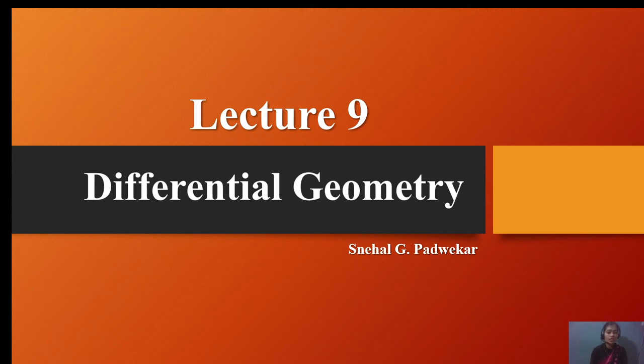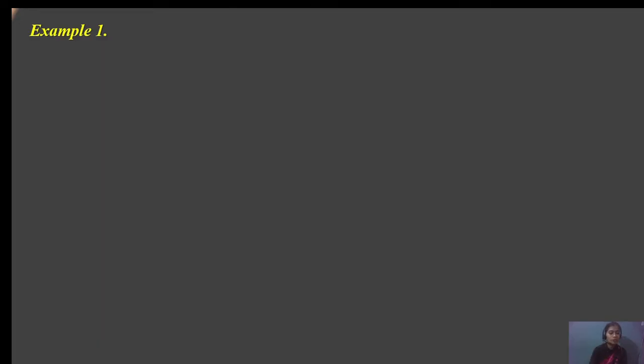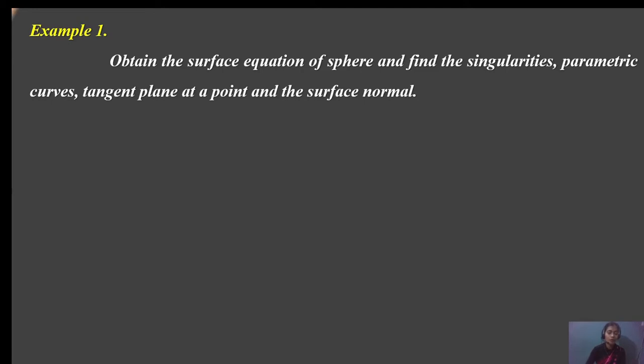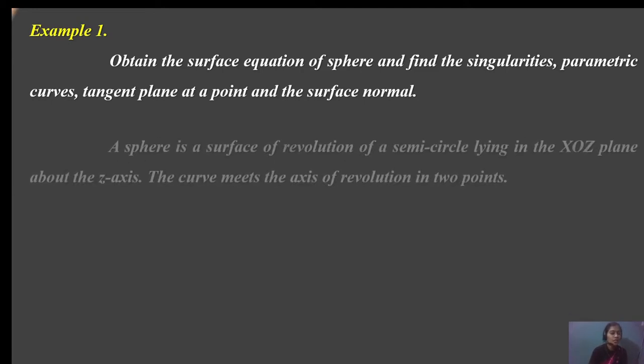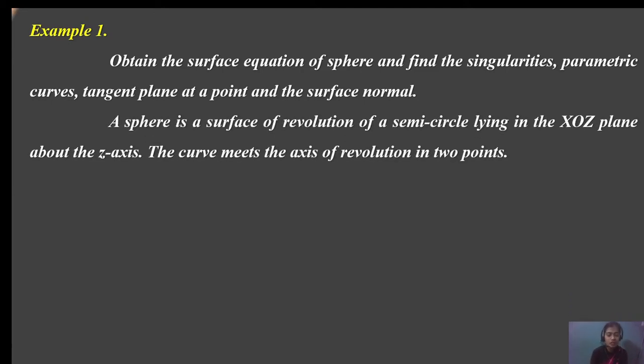Welcome learners to lecture 9 of differential geometry. Today we discuss an example of the parametric form of the surface equation for a sphere, its singularities, as well as the parametric tangent plane and the surface normal. Then an example will be given: obtain the surface equation of the sphere and find the singularity, the parametric tangent plane at the point, and the surface normal.